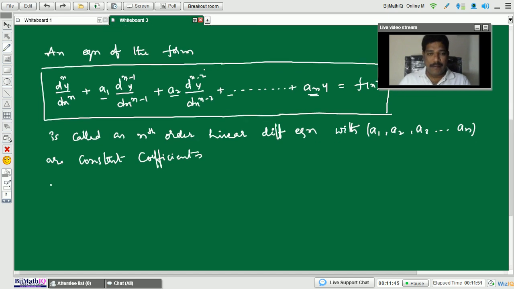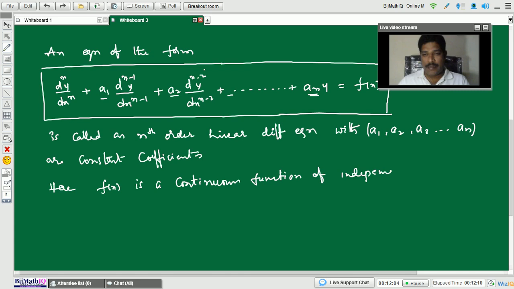Here the right side function f of x is a continuous function of the independent variable x. This is the general form of the nth order linear differential equation with constant coefficients.